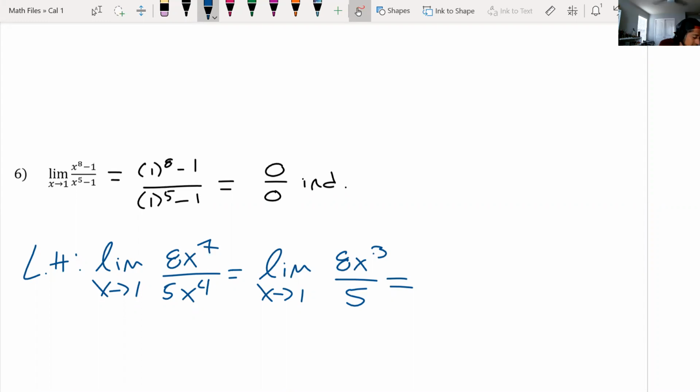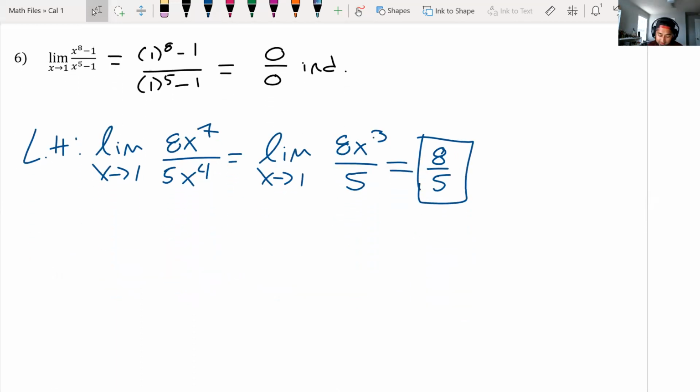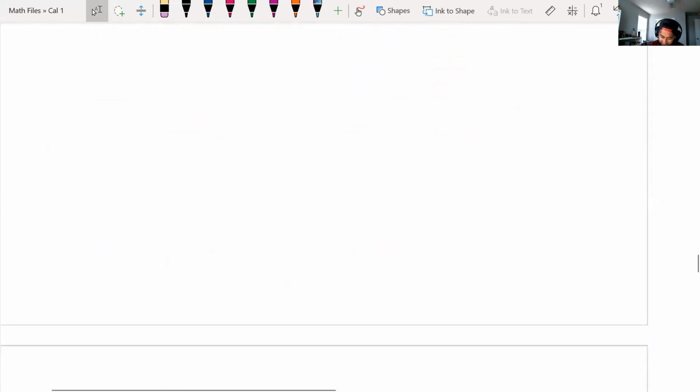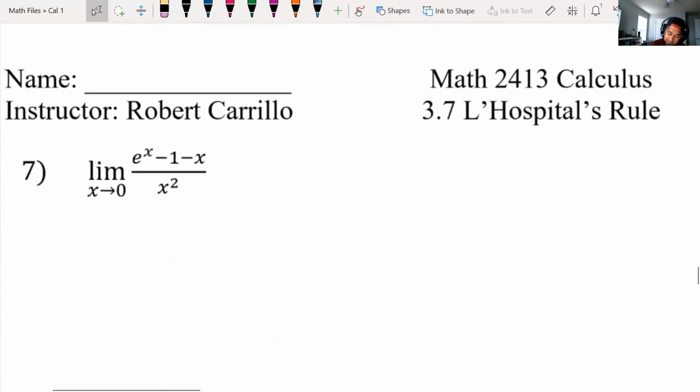Eight fifths. 8/5. 8/5. We could just stick to these, it'll be okay. Just these ones? Yeah. The trig ones are easy. Okay. 7.